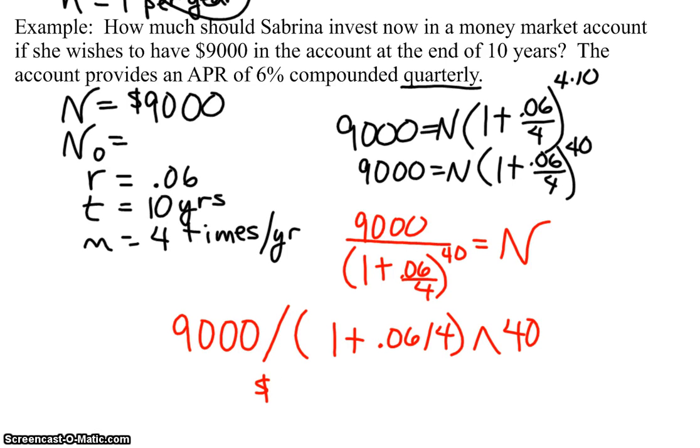I came up with $4,961.36. Now, that might put her about a penny shy at the end of that 10 years. I would say just go ahead and put in 4,962. For 64 cents, it's not worth the effort.